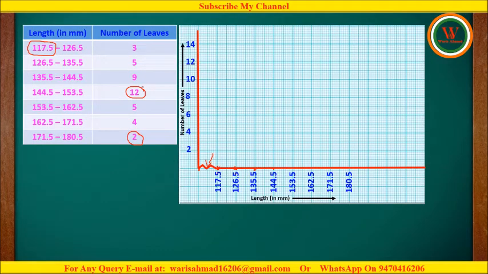After that, we will draw the bars for each length. Here, the very first length is given 117.5 to 126.5, and the number of leaves is given 3. So the height of the very first bar will be equal to 3. So till here we have to draw one bar. The second one has number of leaves 5, so the second bar will have the length 5. Third one we have 9, so we can draw the bar with length 9.